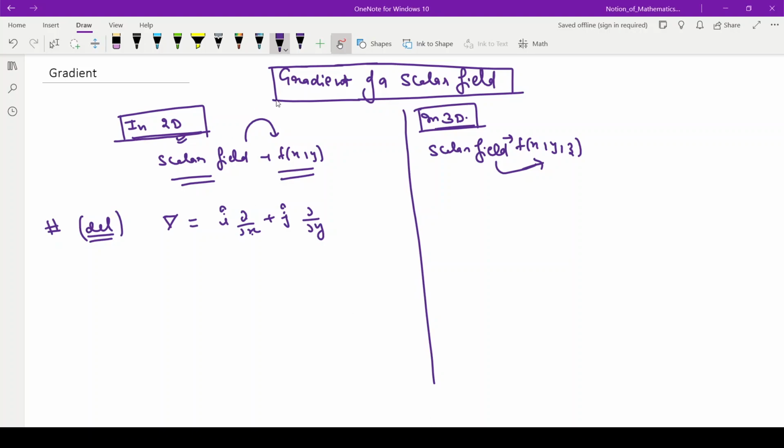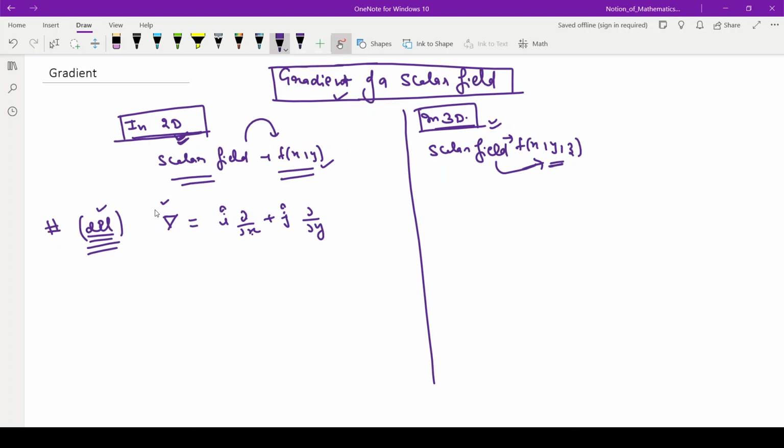Hello students, in this video I am going to discuss how to find the gradient of a scalar field. If I talk about the two-dimensional approach, a scalar field is defined as f(x, y), and in the three-dimensional approach, a scalar field is defined by f(x, y, z). There exists one operator which is pronounced as del and denoted by this particular symbol.